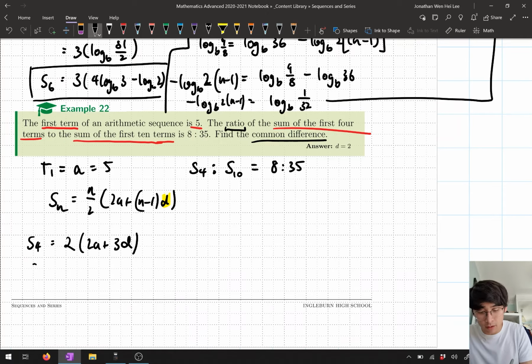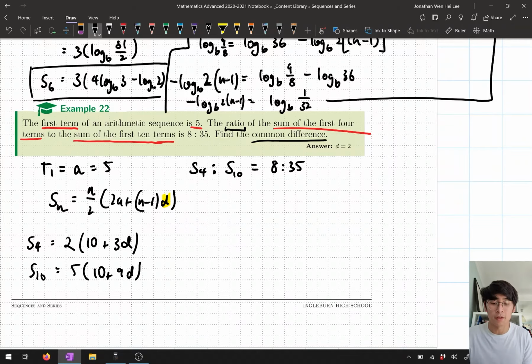And when I sub in 10, I'm going to get 5 times 2a plus 9d. Now, in both of these scenarios, they tell me that the first term is 5, so I can replace a with 5, and here we get 10 plus 3d and 10 plus 9d for both of these. Okay, now here they tell me that the ratio of those first four terms is equal to 8 to 35.